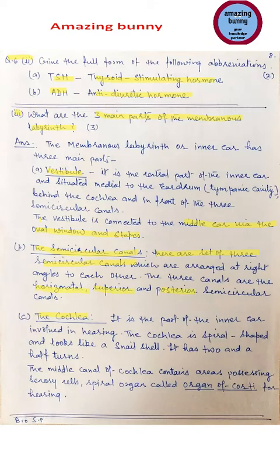Now the third part is the cochlea. It is a part of the inner ear and involved in hearing. The cochlea is spiral shaped and looks like a snail shell, and it has 2.5 turns. The middle canal of the cochlea contains an area possessing sensory cells, spiral organs called organ of Corti, for hearing. So organ of Corti is situated inside the cochlea. That is the middle canal of the cochlea.